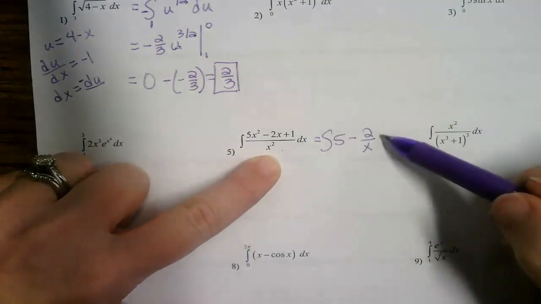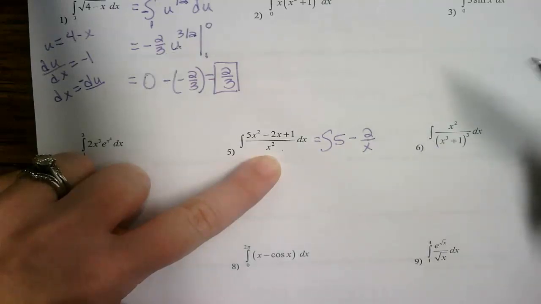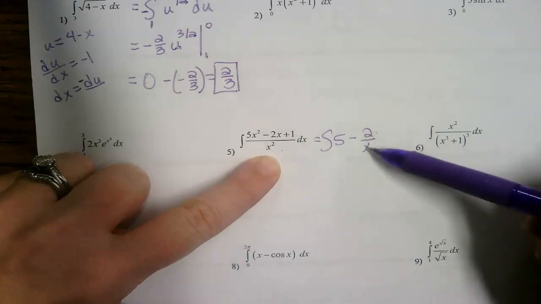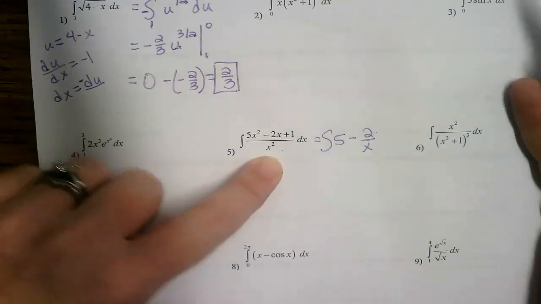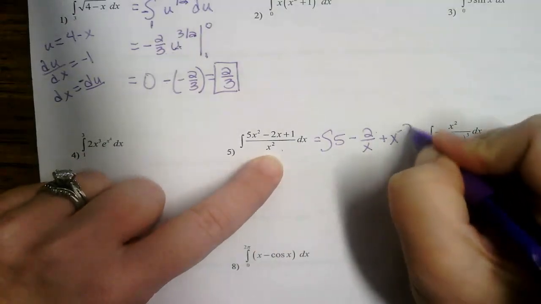I do not want to write this as x to the negative 1 because when I integrate that and raise the exponent by 1, that'll be 0. Remember that this is going to be our natural log. So this is the one exception to making a negative exponent. Instead of making a negative exponent, we're going to keep it in this format because this is going to be our natural log. This one, however, I'm just going to put x to the negative 2.